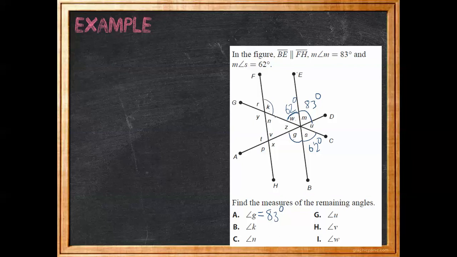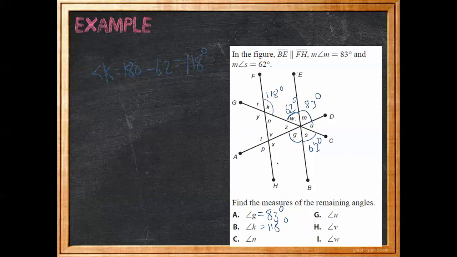Now we can go and find angle K because we know that these two have to be supplementary. So all we have to do for angle K is take 180 minus 62, and that's going to give us 118 degrees. So we know that angle K is 118 degrees.